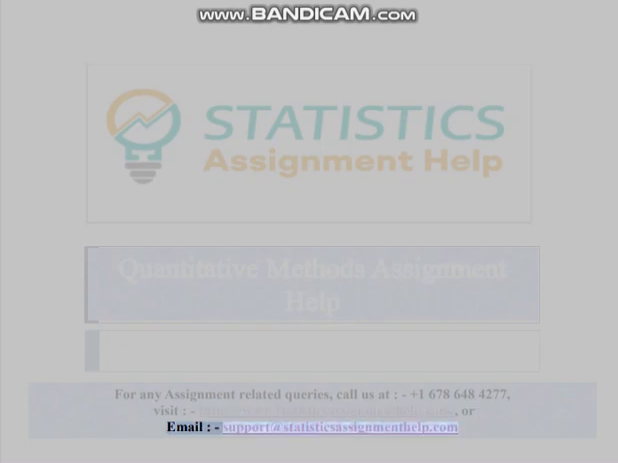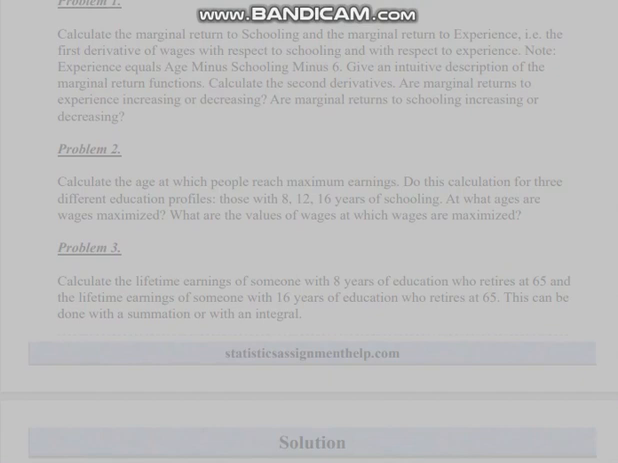Problem 1. Calculate the marginal return to schooling and the marginal return to experience, i.e. the first derivative of wages with respect to schooling and with respect to experience. Note, experience equals age minus schooling minus 6. Give an intuitive description of the marginal return functions.